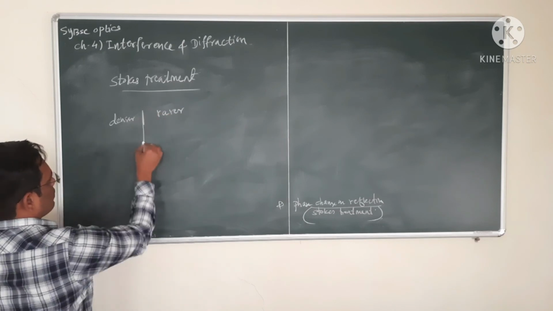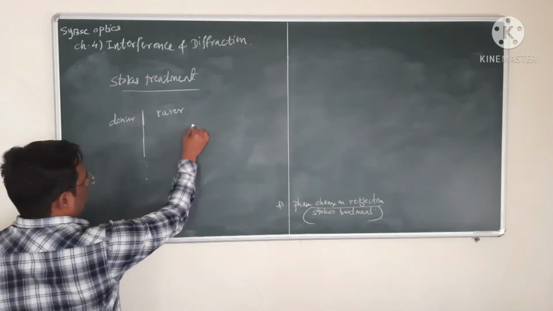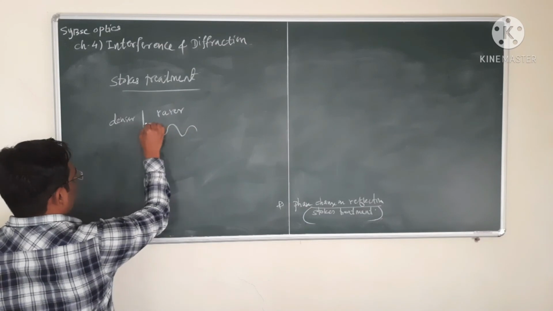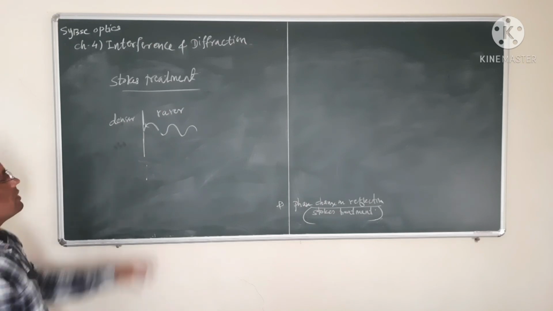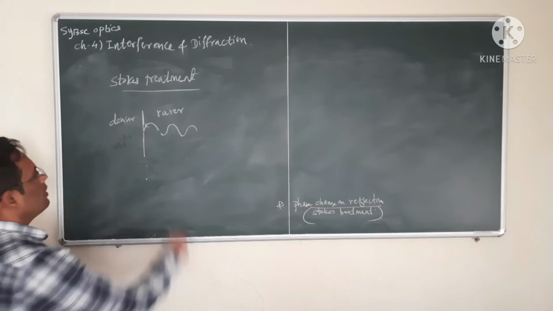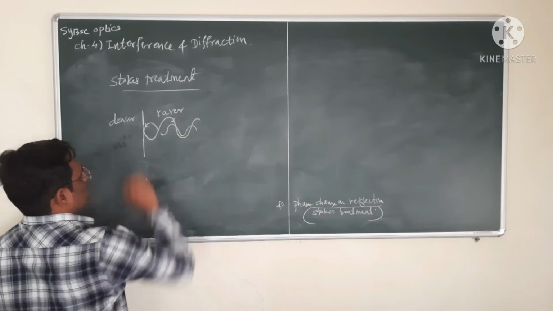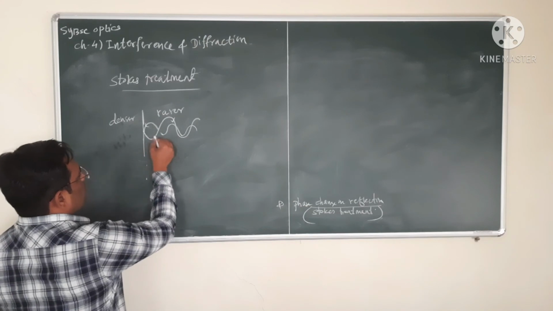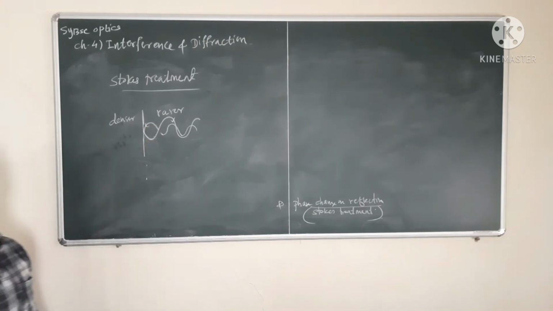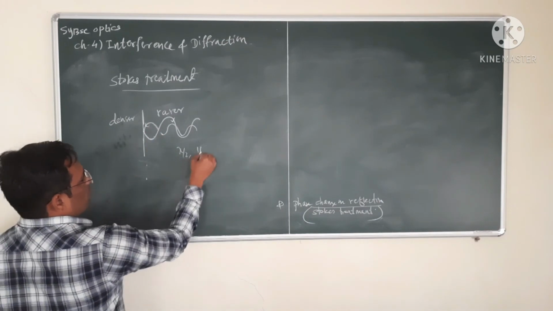Suppose this is the wall we are talking about, and a wave comes in a rarer medium and reflects back from a denser medium. Since this is a denser medium, the wave will bounce like this and go back. This is the incident wave and this is the reflected wave. These 2 waves are out of phase. If you look at the path difference of these 2 waves, incident and reflected, the path difference is lambda by 2 and the phase difference is pi.